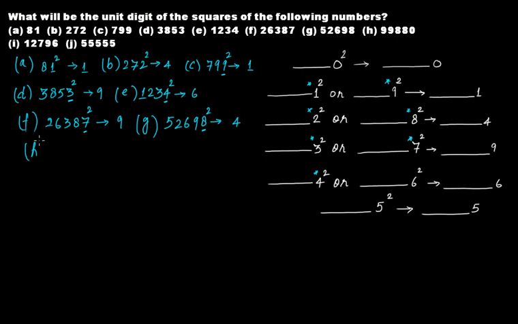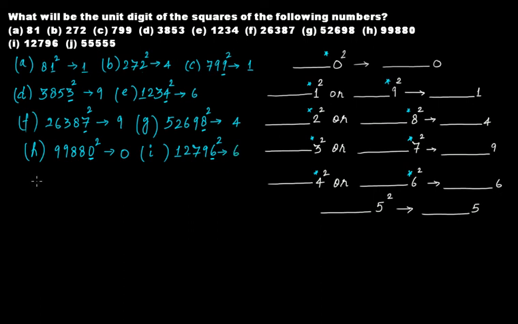This is H, 99,880, 0 at its units place. So if you take the square of this one, it will have 0 at its units place. Then you have 12,796, 6 at its units place. Taking a square will give you a square number that will have 6 at its units place.